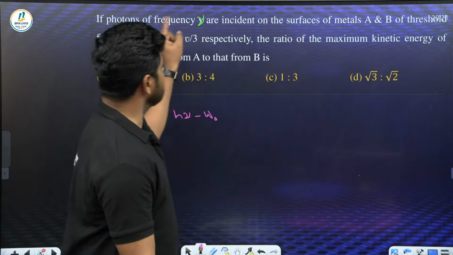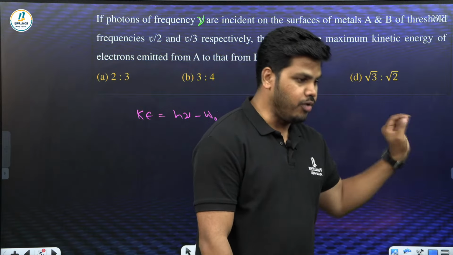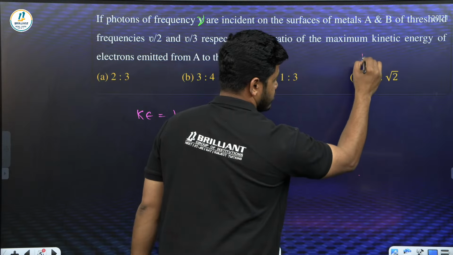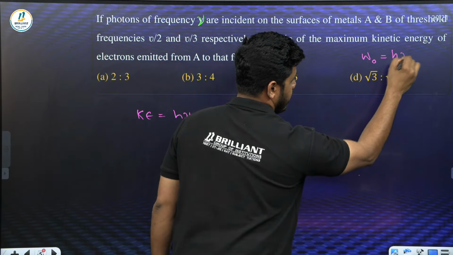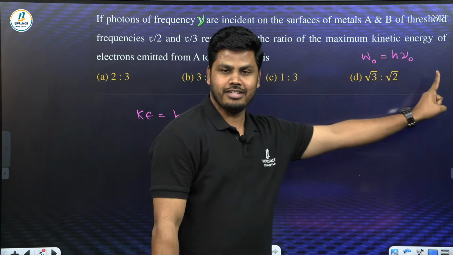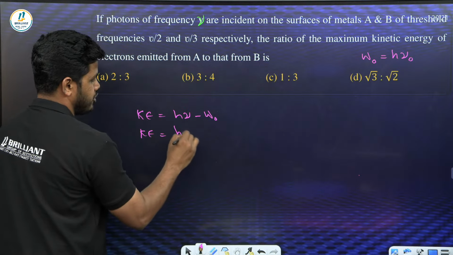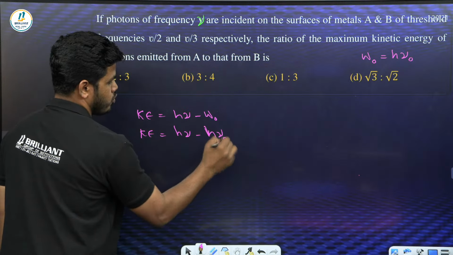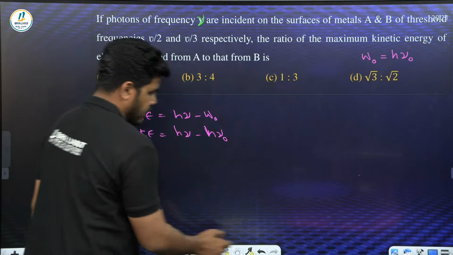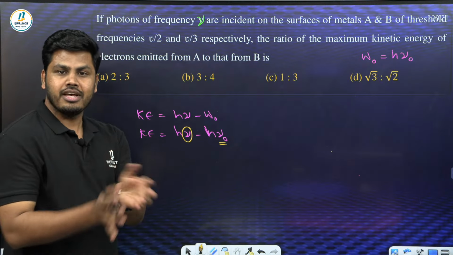And here you are not given the work function, instead you are given the threshold frequencies, and we know how to calculate the work function from the threshold frequency. Work function of any photosensitive material is going to be h into threshold frequency, h nu naught. That is how we calculate. So we can say kinetic energy is equal to h nu minus h into threshold frequency nu naught. Now the incident frequency is the same for both cases, only the threshold frequency is different. We will form 2 equations and solve them.